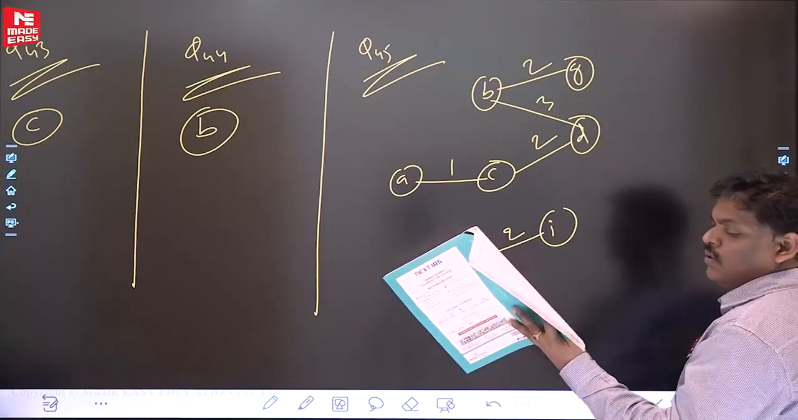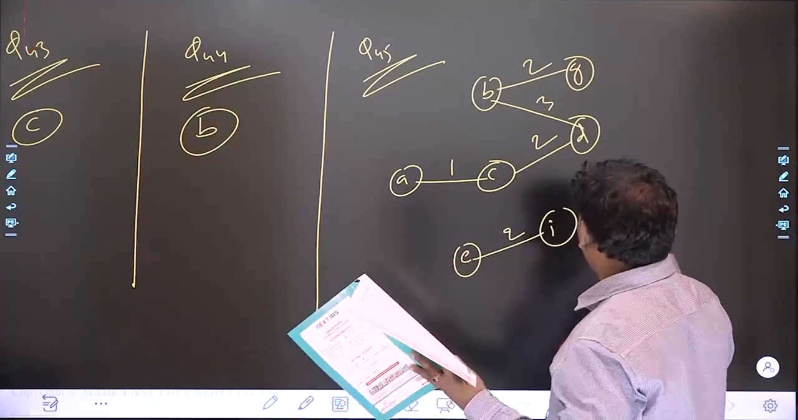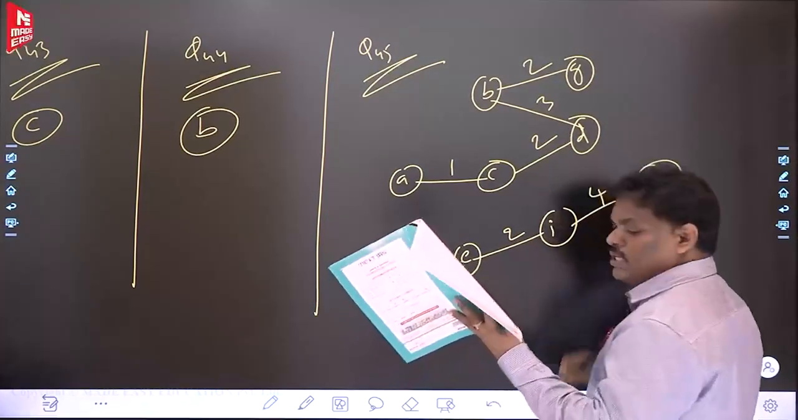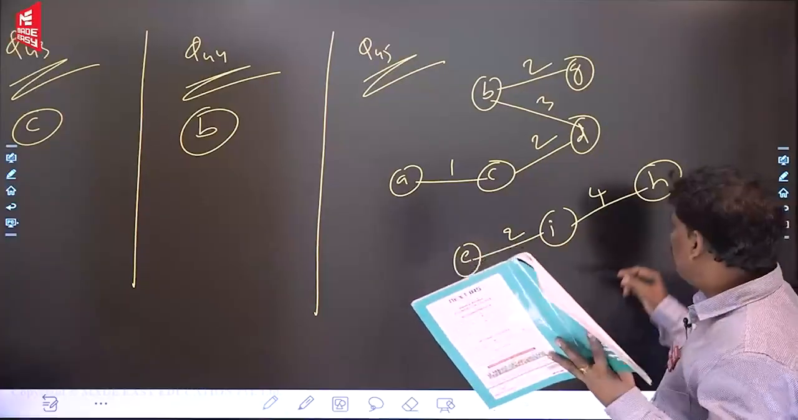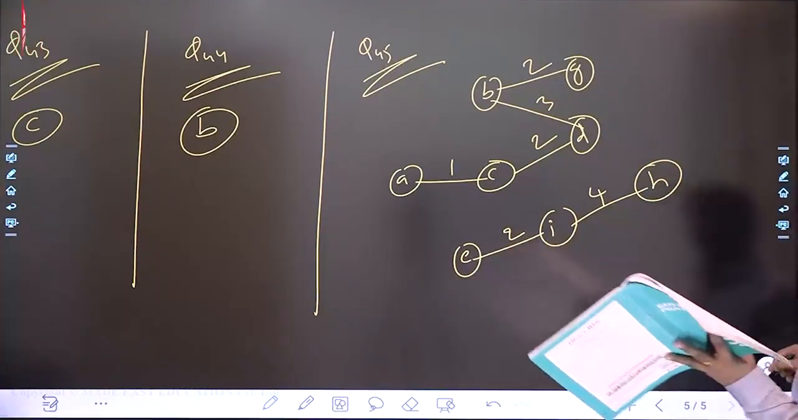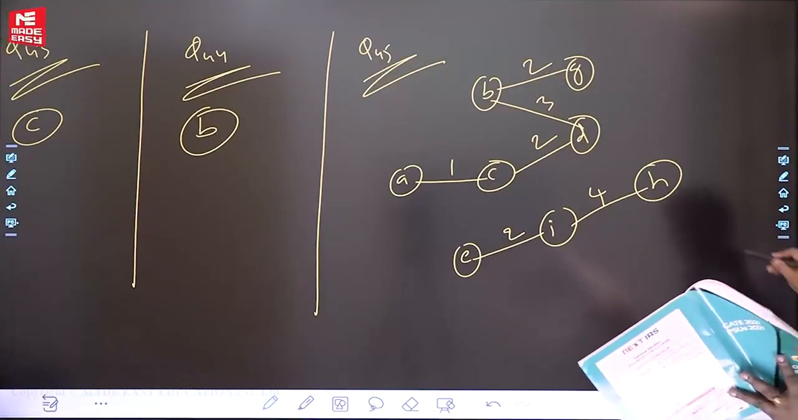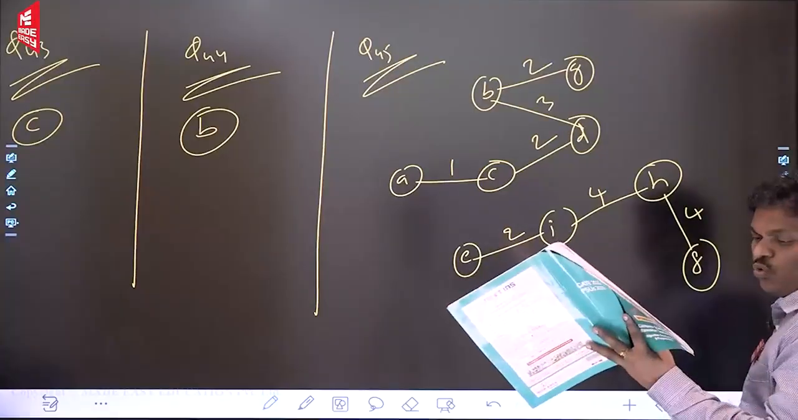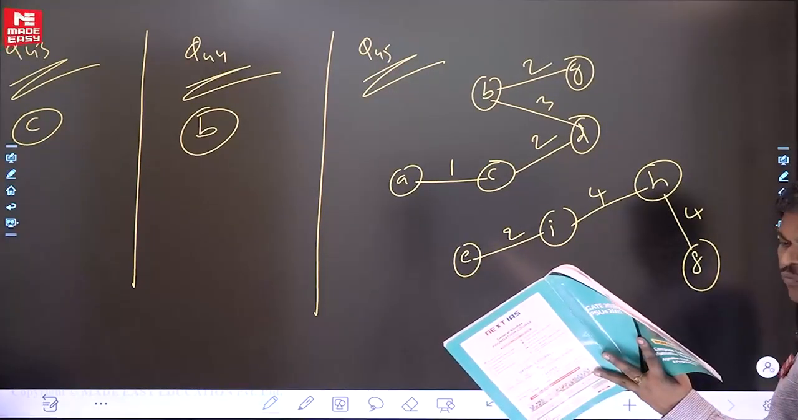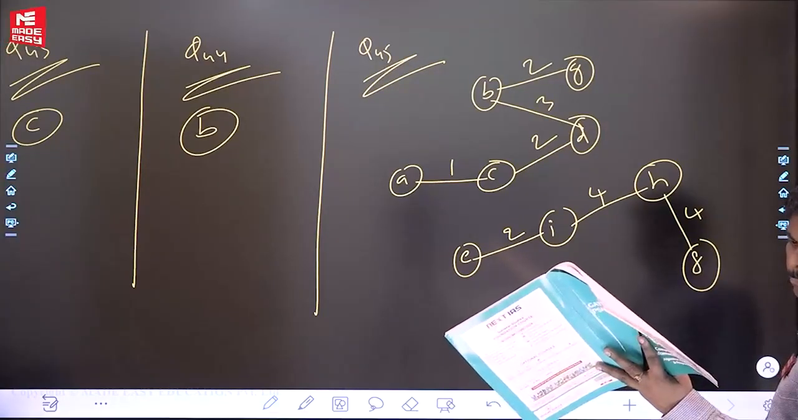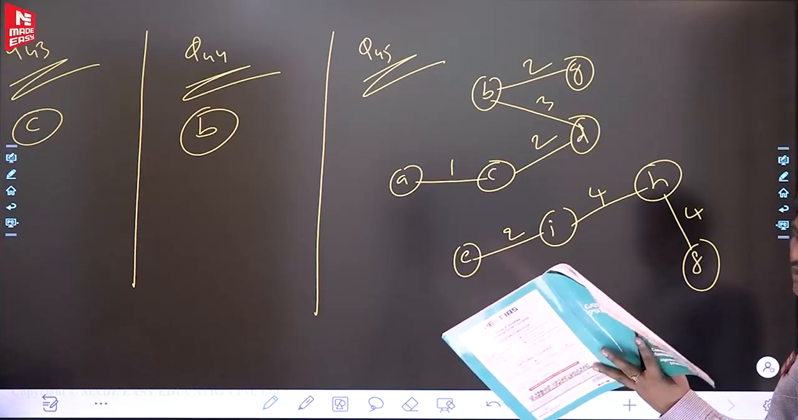What are the 4's? H to I also. Is there any one more 4? H to F also. Is there any F until now? No. So H to F also. Let me write. Two 4's are there, that is completed. Is there any one more 4? No. Let's go to the next one now.